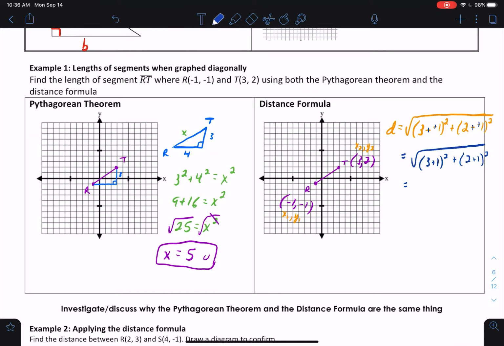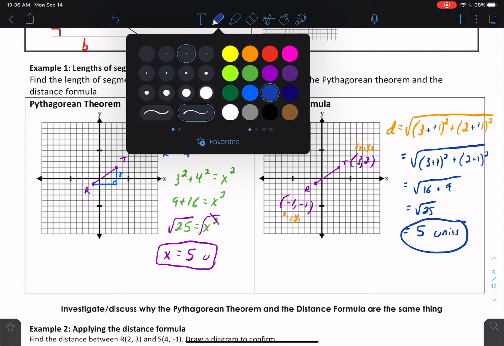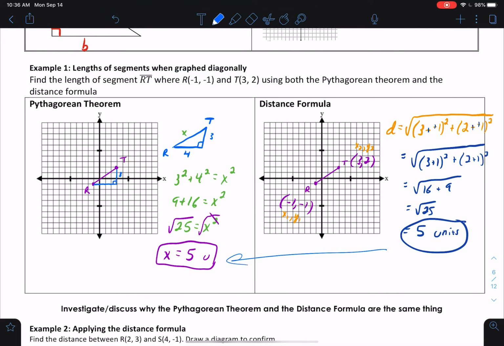All right, so 3 plus 1 is 4, 4 squared is 16, 2 plus 1 is 3, 3 squared is 9. So this is 16 plus 9, square root of 25, 5 units. Notice, these are the same exact thing. Okay, the Pythagorean theorem and the distance formula are the same thing. You just have to choose which method you like on these problems.